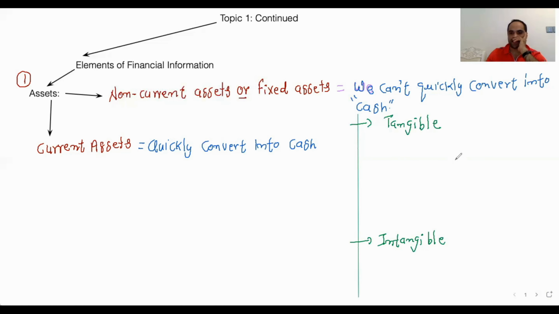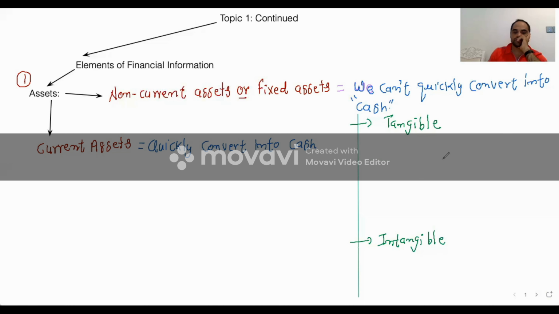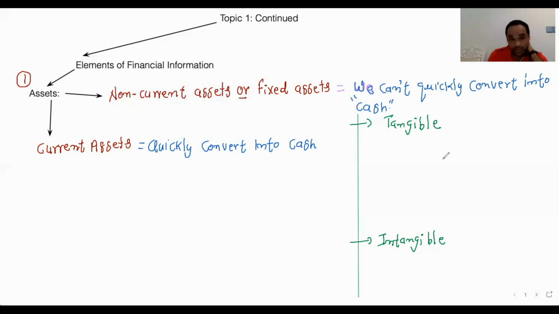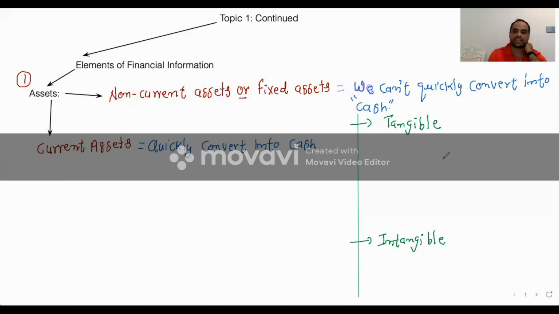Do you know what is the meaning of tangible and intangible? What does tangible mean? Tangible means something that you can touch. Yes, that's right. Tangible assets are those assets that you can touch, you can see. You can see that, you can touch it, that's called tangible. And intangible assets are the kind of assets you cannot see, you cannot touch. All right?